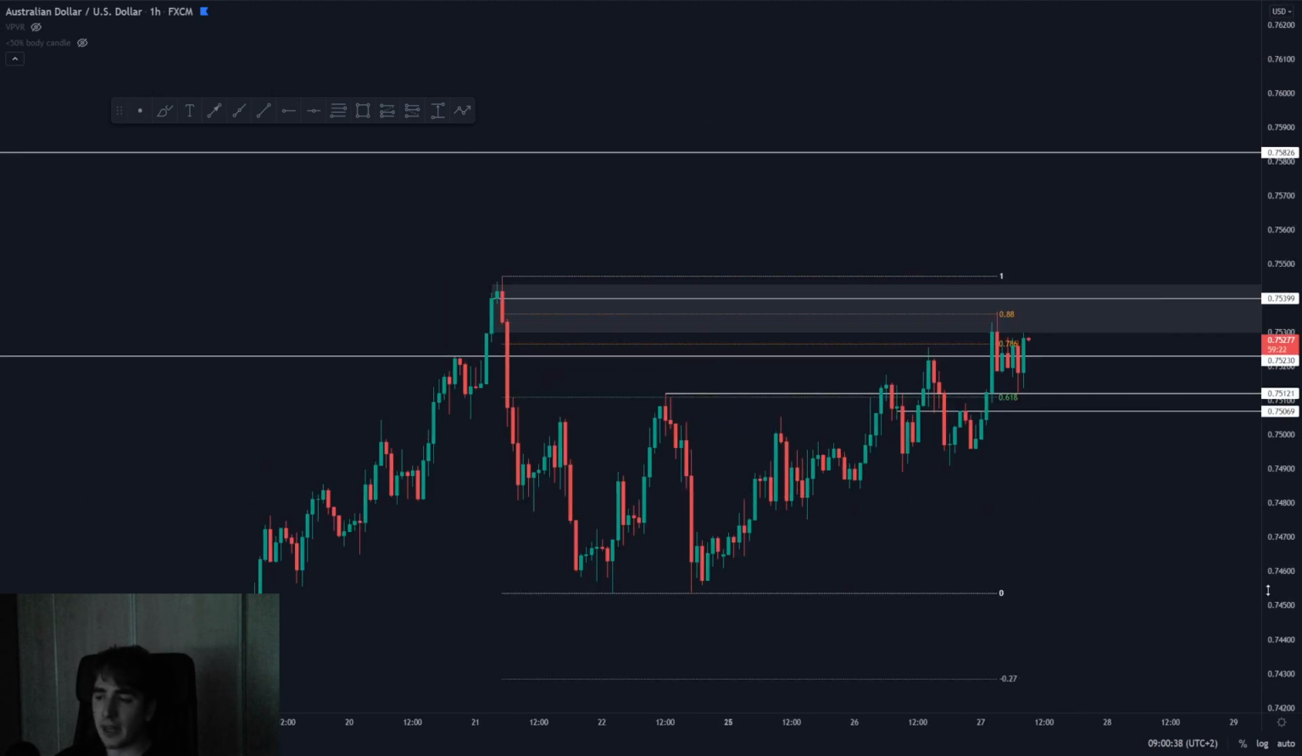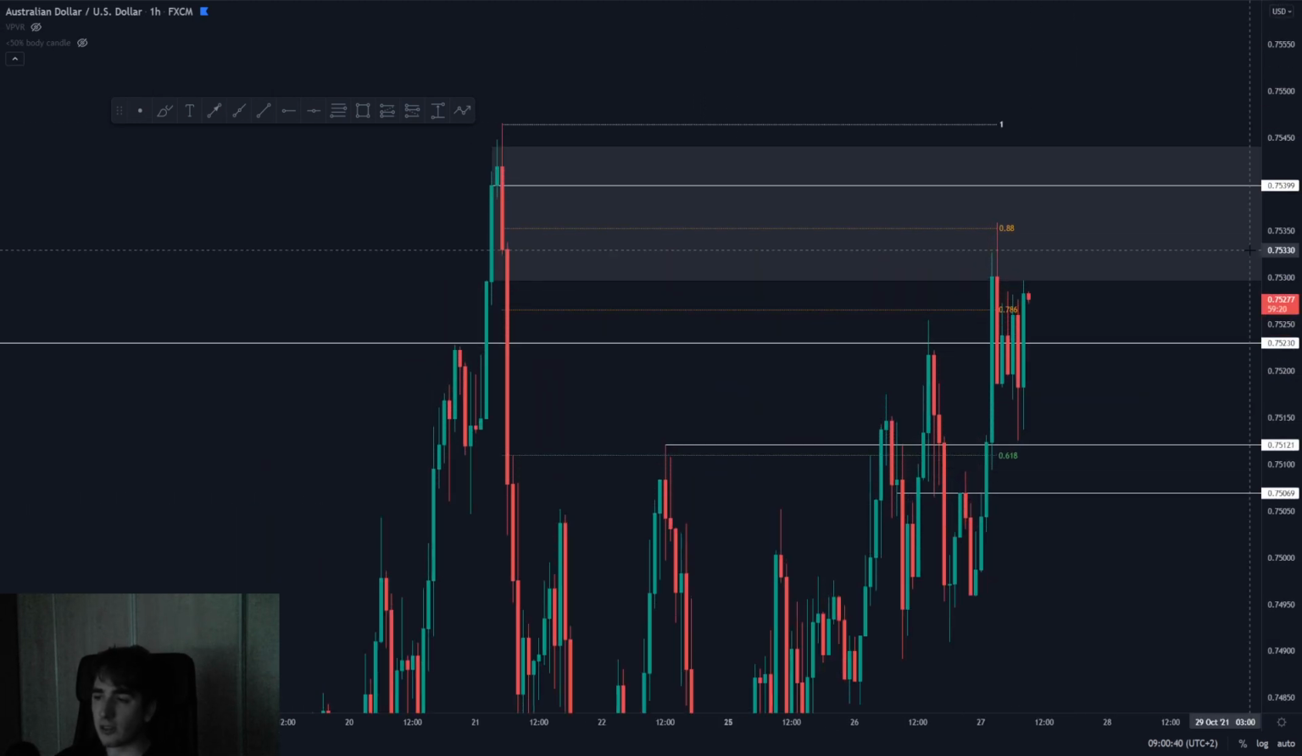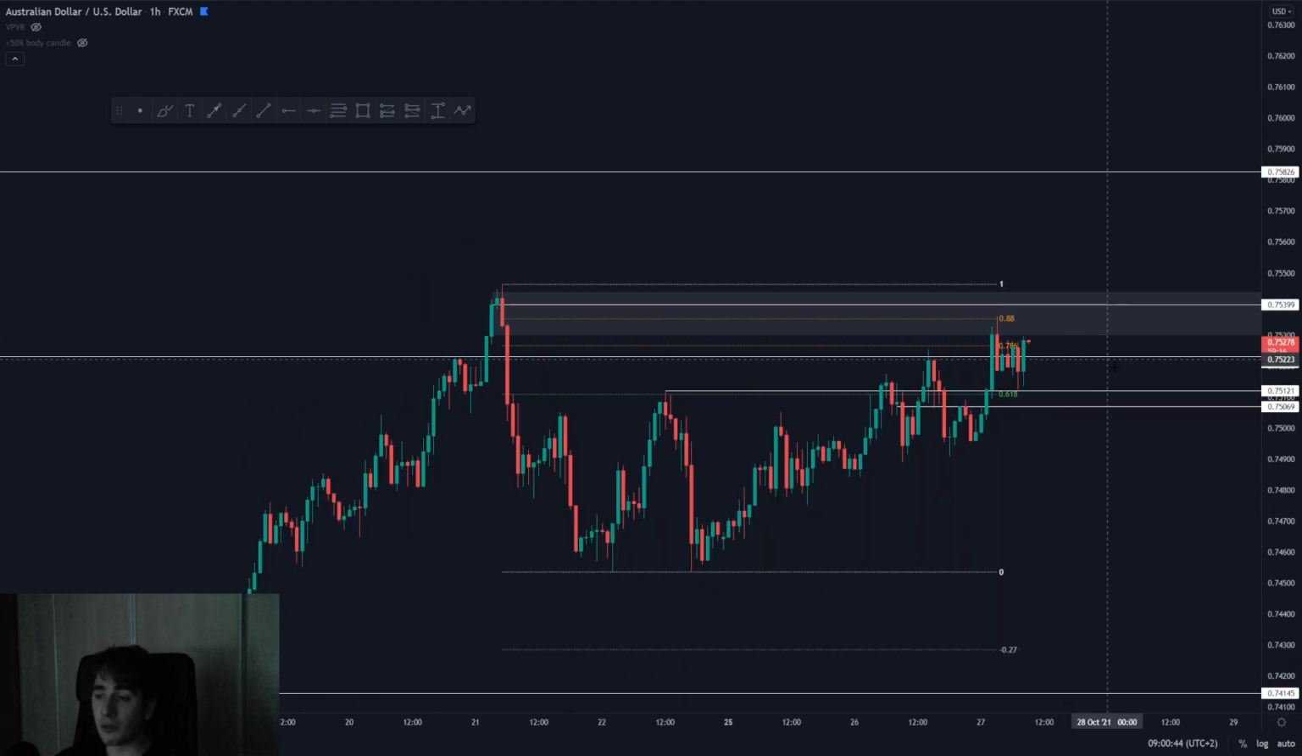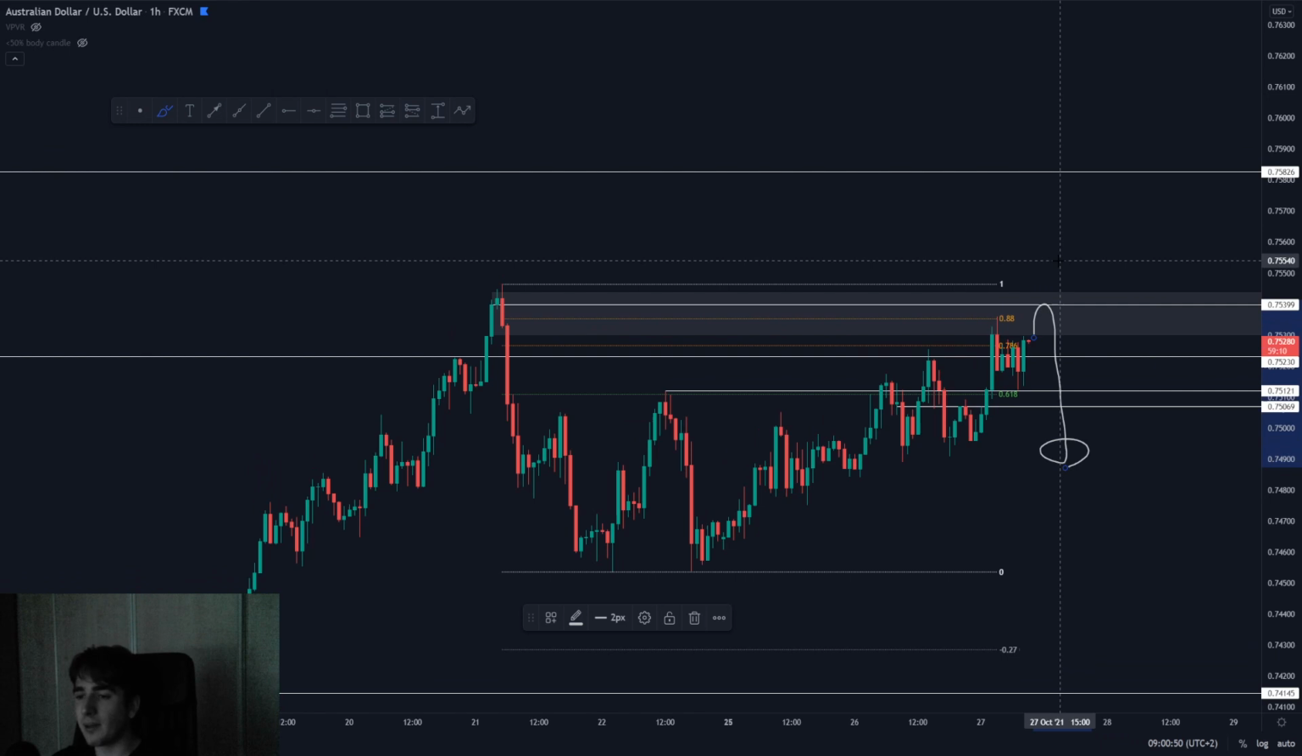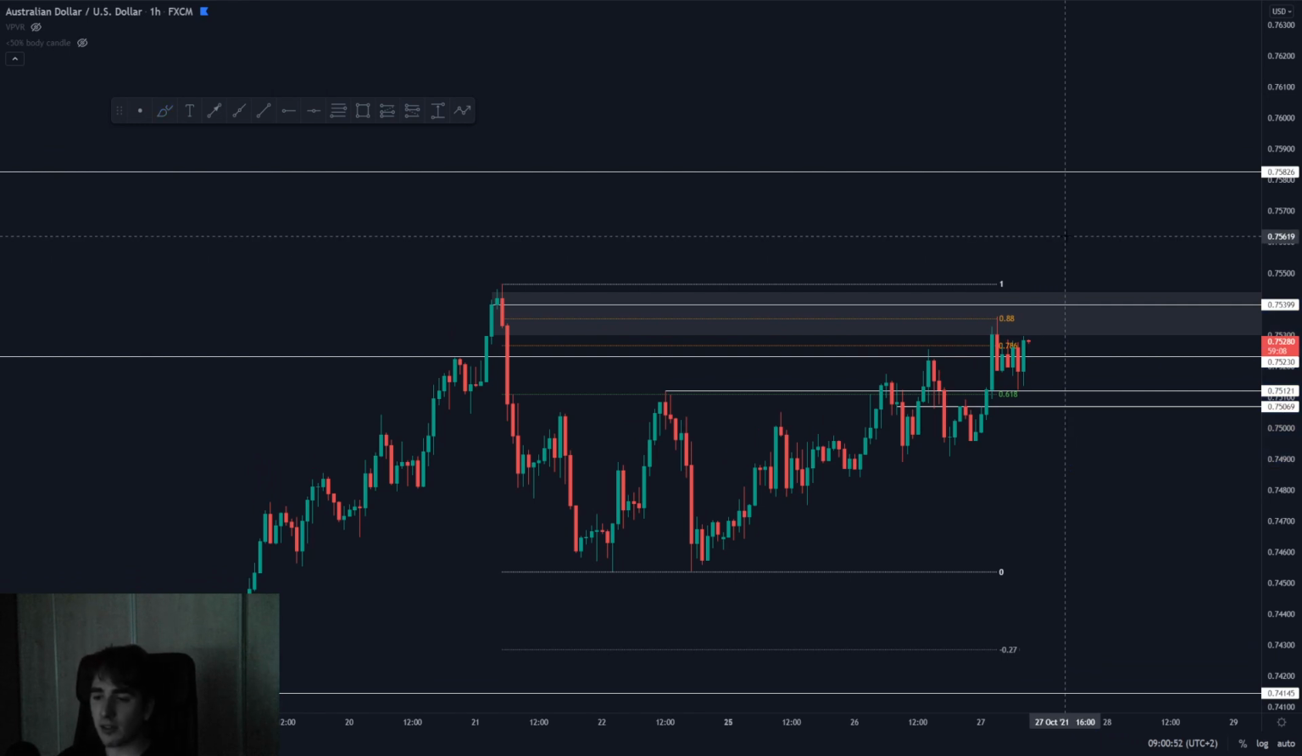All that I know is that we have a level over here on the 1 hour, which is 0.75399, which still could get hit. If we do hit that, that is kind of like a level I'm waiting for to see a reversal from. So yeah, that's kind of what I'm waiting for. Let's head over to pound dollar, or euro dollar.